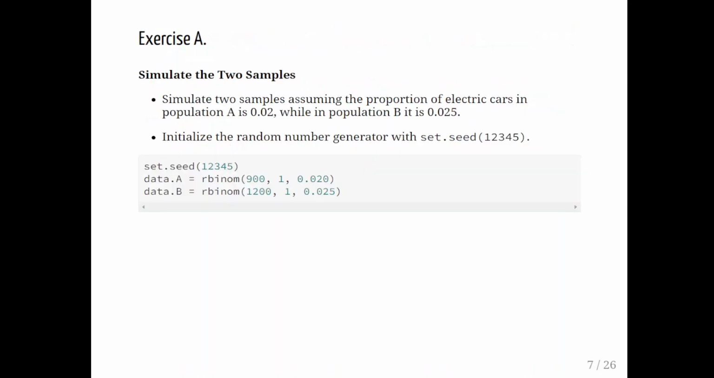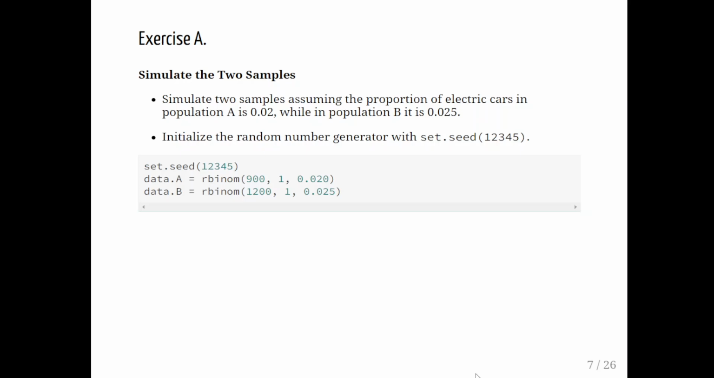Okay. So, simulating the two samples, we initialize the random number generator with the seed 12345. Now, the intended outcome of this is a sequence of 900 zeros or ones, where 2% should be ones in the case of population A and 2.5% in the case of population B. Bernoulli trials, et cetera, is what we're getting at there. Binary outcomes. Okay. So the probability of a 1 is 0.020 for population A and 0.025 for population B.